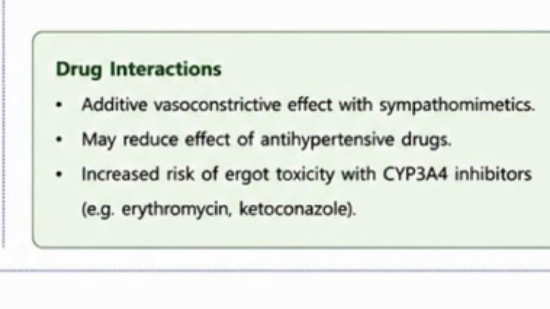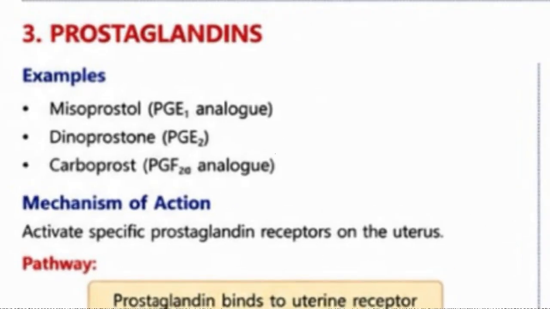So when you also give ergot alkaloids with CYP3A4 inhibitors like macrolides, azoles, and protease inhibitors, what happens? Are you getting that? They will increase the levels, causing high toxicity of the ergot alkaloids, causing ergotism. So the next one is what? Prostaglandin analogs. We have talked about the first one, which is what? Oxytocin. We have talked about the ergot alkaloids. So we are talking about prostaglandin analogs.